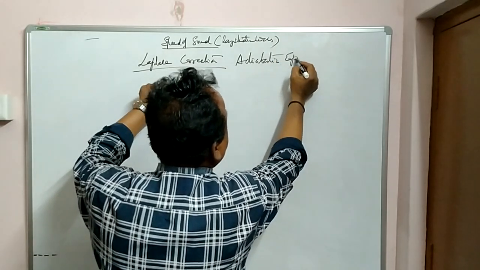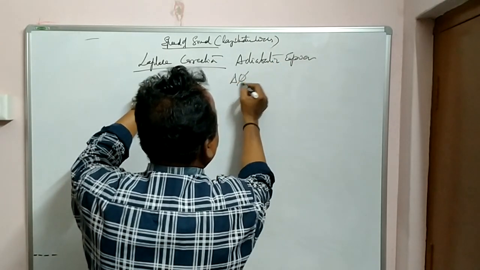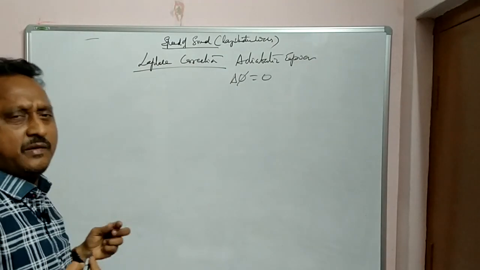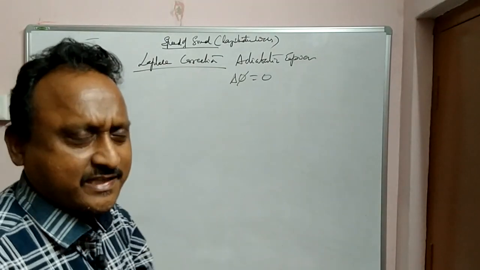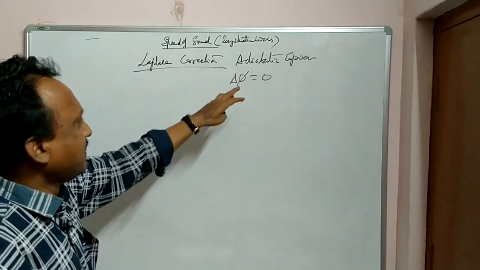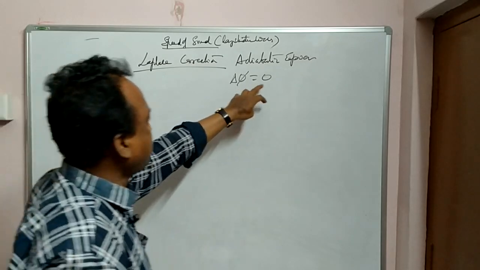Adiabatic expansion. You know, in adiabatic, dQ is equal to 0. No heat will be coming inside, no heat is going out, just like refrigeration. It is completely closed. dQ is equal to 0.